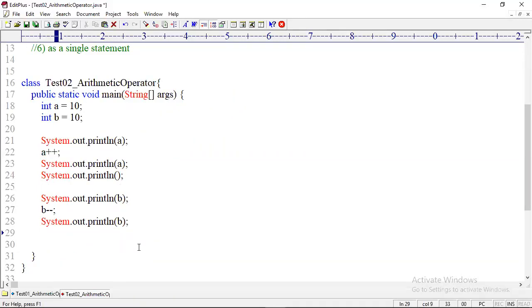Pre-increment, post-increment means I am writing one statement like this: a++. This is pre or post? Pre-increment or post-increment? Post. If you use the operator after the operand, this is called post-increment. If you write it before the operand, it's called pre-increment. What is the meaning of pre-increment? Here two operations are there. First increment and then use. In place of use, I want to write read value. First increment and then read value, use in this expression.